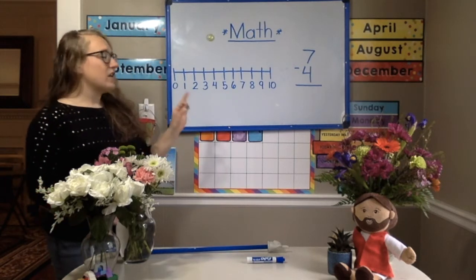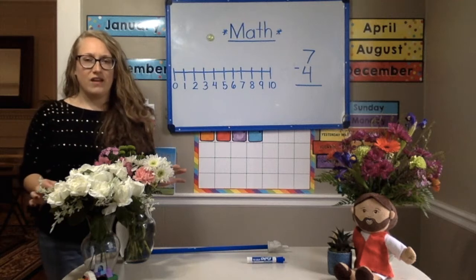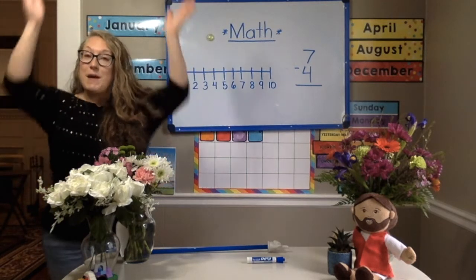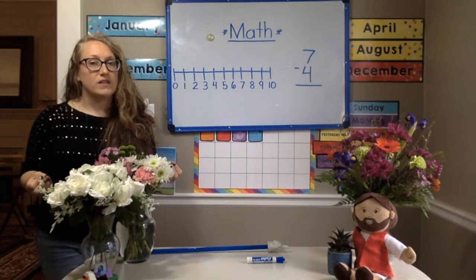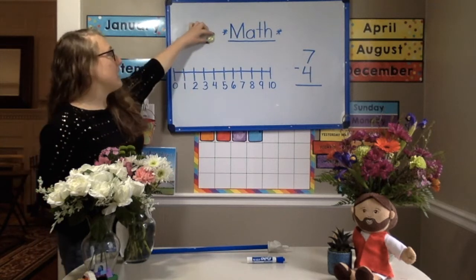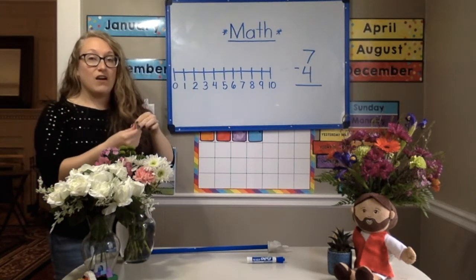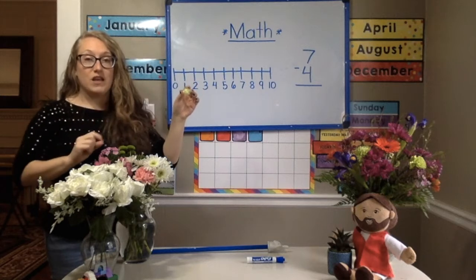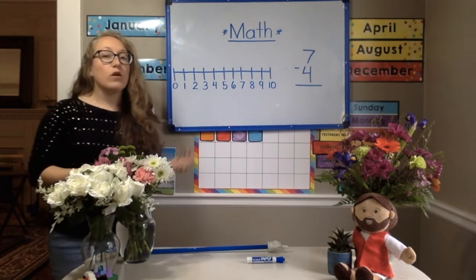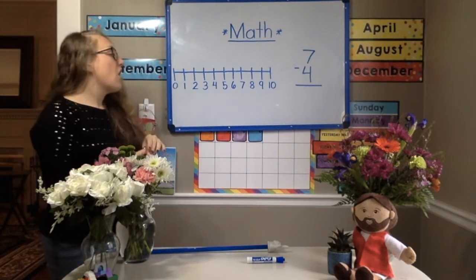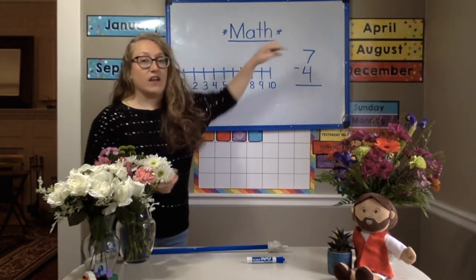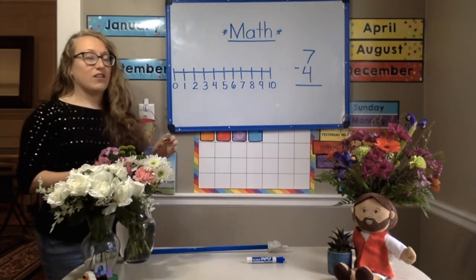So 7 minus 4. 7 is my first number. It's my big number. So that's where I'm going to start on my number line. I'm going to take my magnet. You might have a little object, a little something that you use for your number line. And we're going to put our object onto the number 7. That's our first number. So we put it on the number 7.